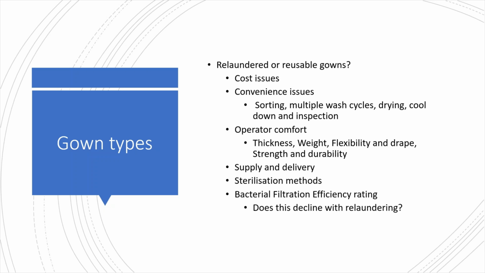For example, if it's a reusable gown, whether it's irradiated or subject to steam sterilisation may well affect the longer term stability of the gown and how many times that gown could be subject to what are fairly aggressive processes. And then, as I mentioned before, the bacterial filter efficiency rating, and again with relaundered gowns, whether this declines over time or remains the same after, say, 50 cycles of washing and sterilisation.